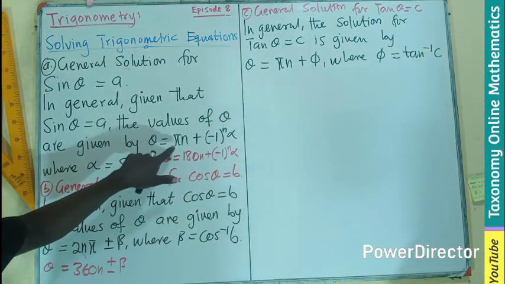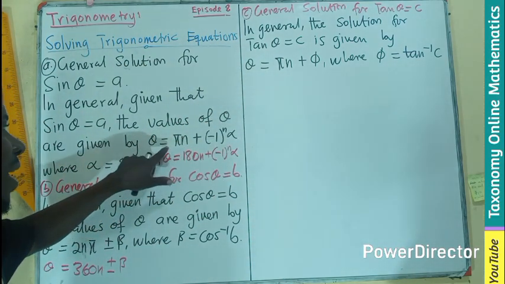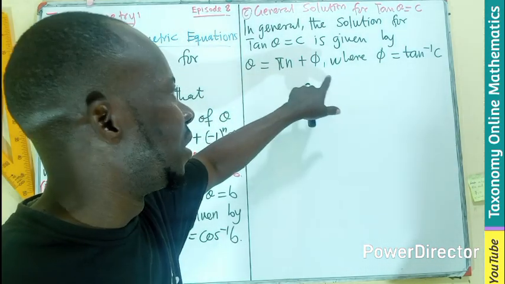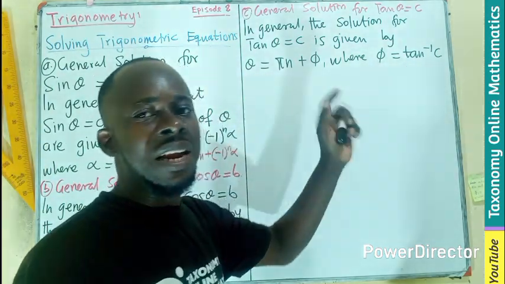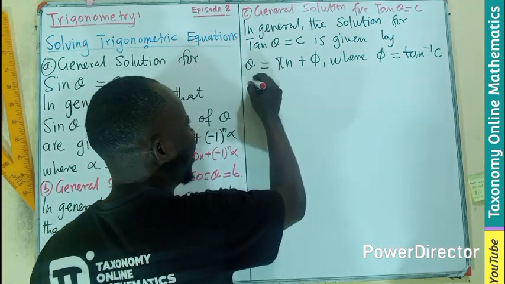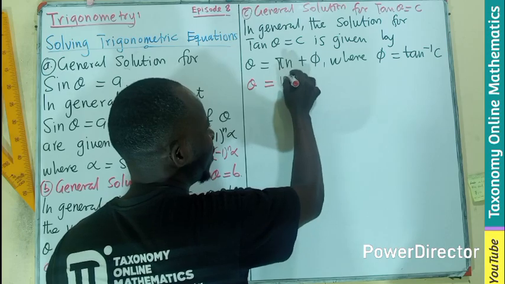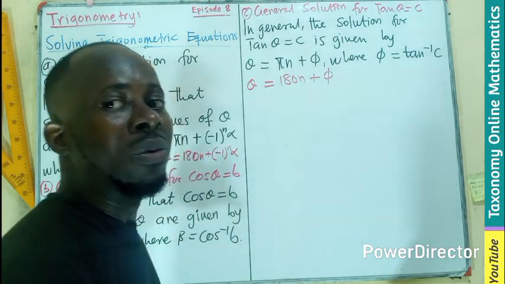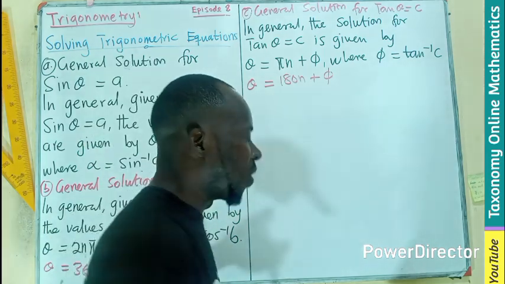Then the general solution for tan is also given by theta equals pi n. You see here, pi n, pi n. The tan and the sine have the beginning to be the same. Then plus phi, where phi is the tan inverse of whatever value you are given. So this is in radians, and in degrees it will be 180 n plus phi, where phi still stands to be the inverse of that.